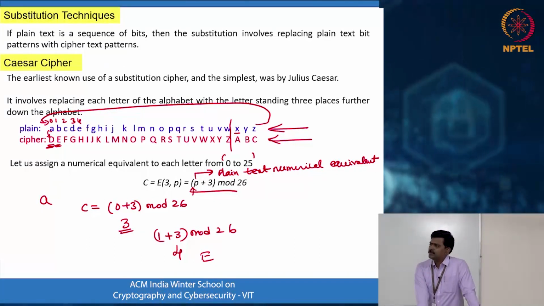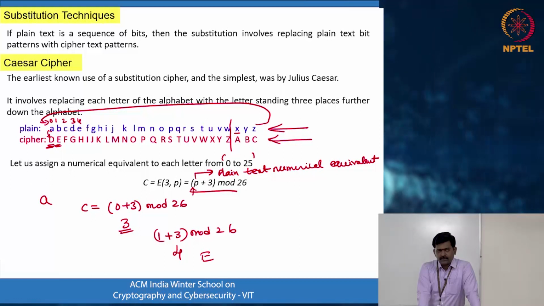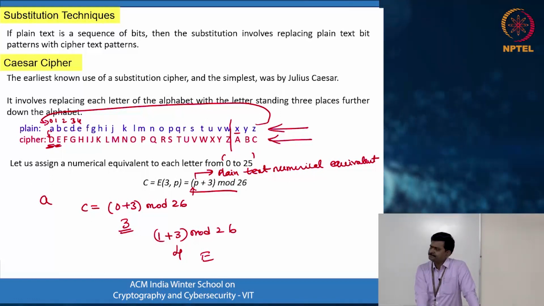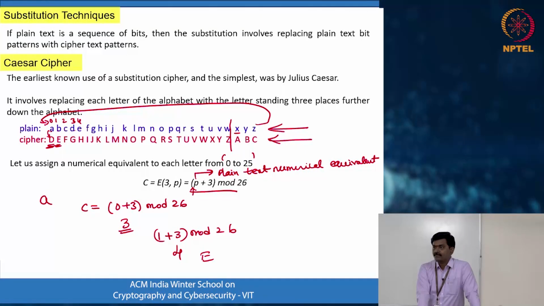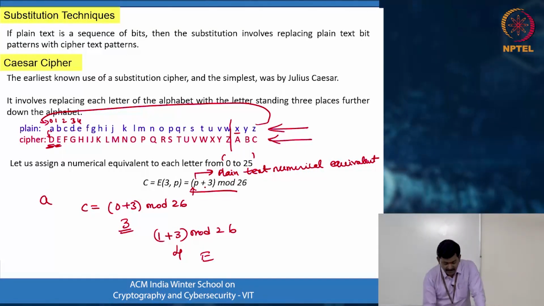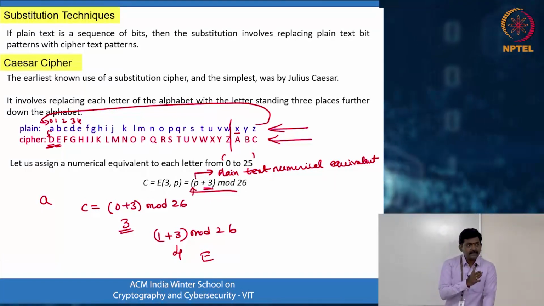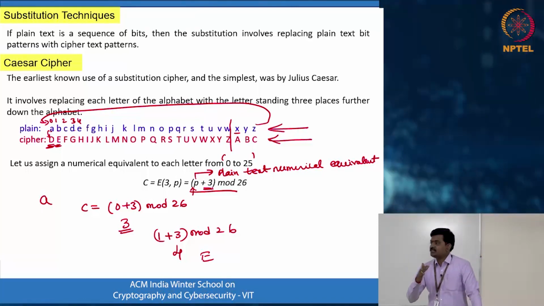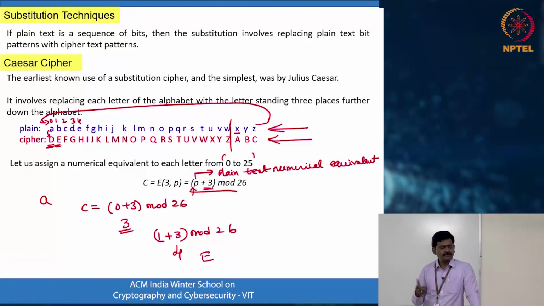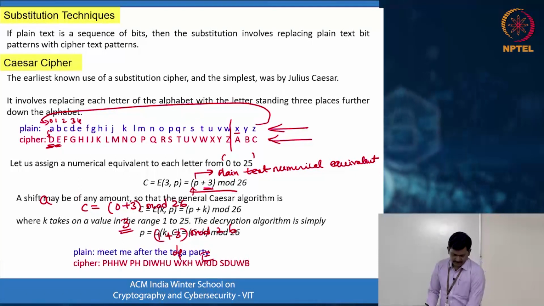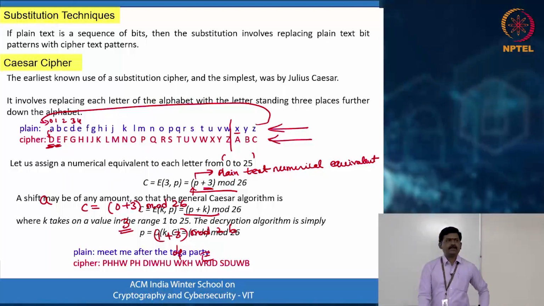Now, what is this system? C = (P + 3) mod 26. Where is the key here? The key is this 3. I said I am shifting from the current location to 3 characters next to that. Why only 3? I can make any shift, plus 4, plus 5. So I can generalize it like this: C = (P + K) mod 26. Are you able to follow?